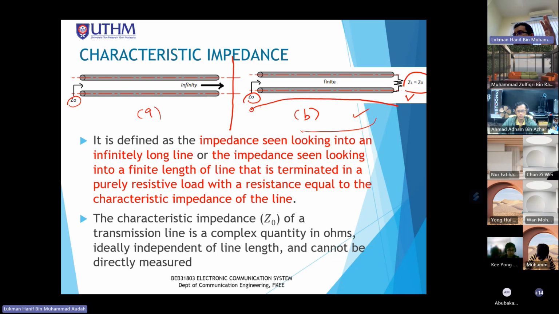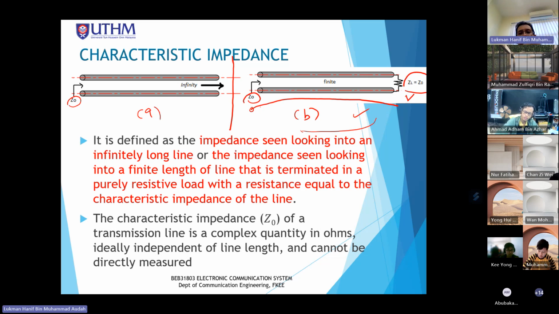So this is to ensure that there's no reflection in the transmission line. All the wave that travels from the source to the load will be absorbed by the load without the reflections.